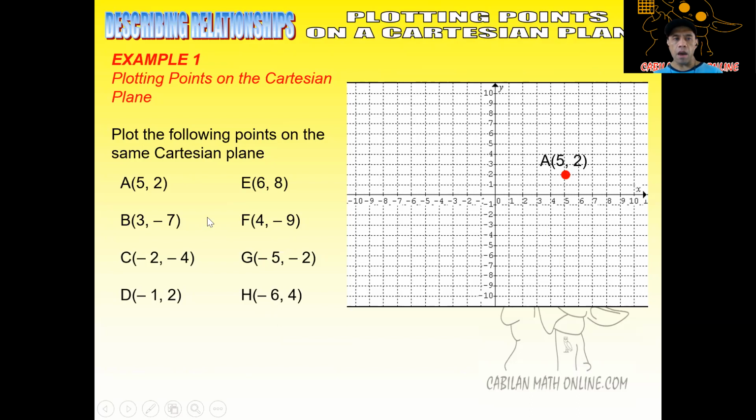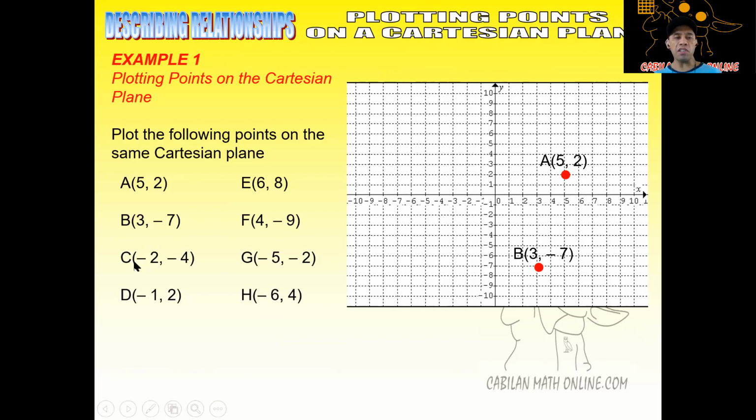Now, if you look at part B, notice what we have here is an x coordinate of 3 and a y coordinate of -7. So what that means is from the center, I'm going to go right 3 and then down 7. And that's going to be right there. So again, when you're looking at the coordinates, always make sure you're looking not only at the number, but also at whether there's a negative sign or not.